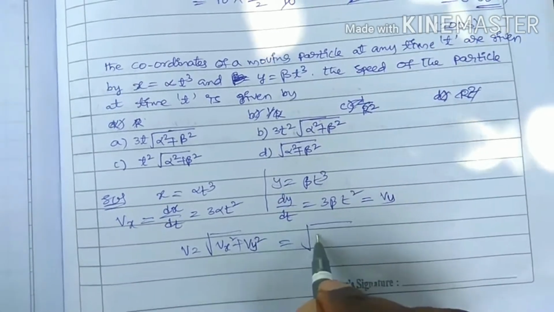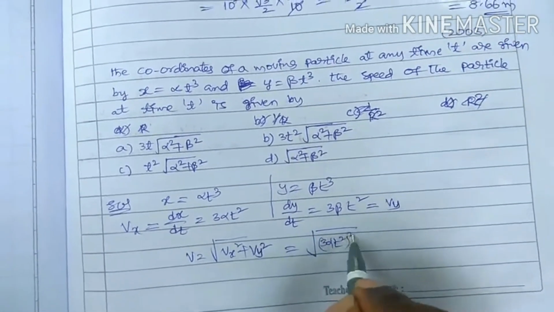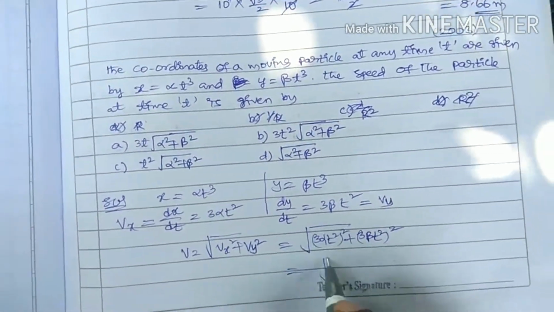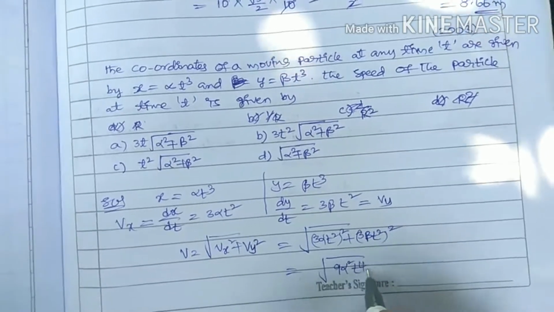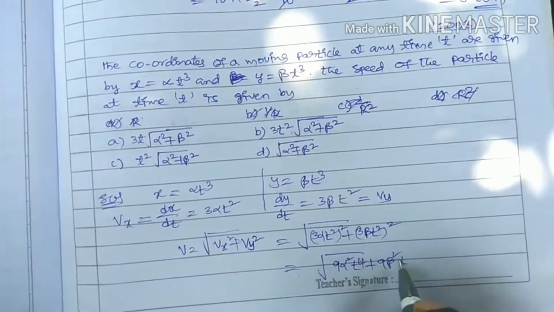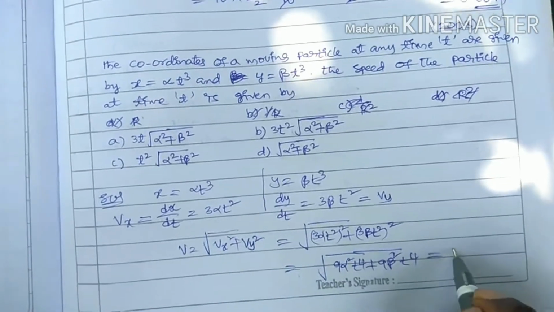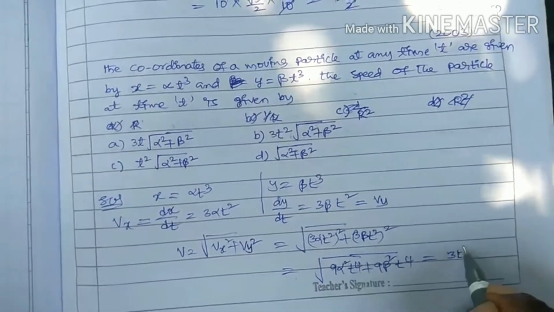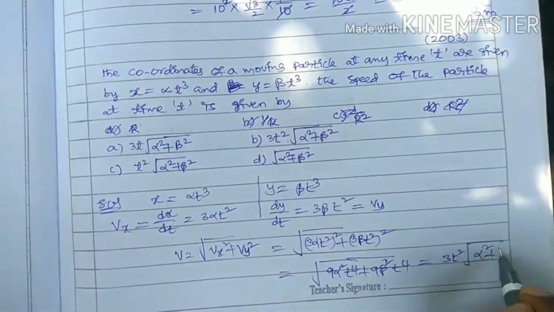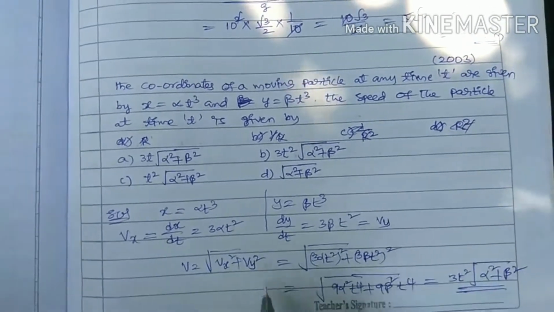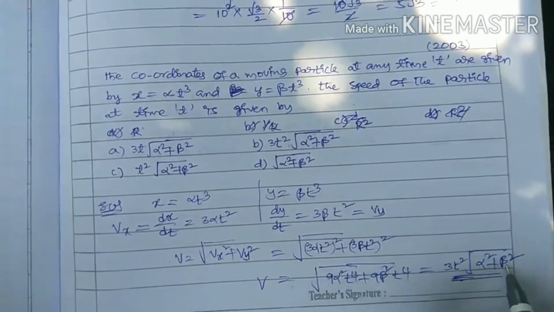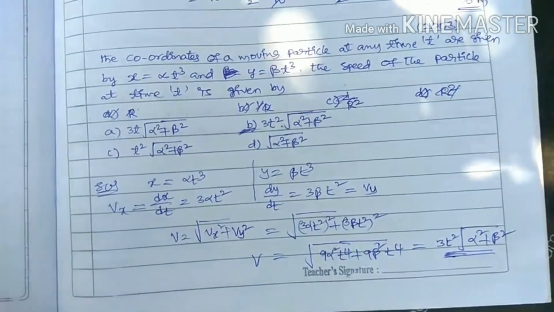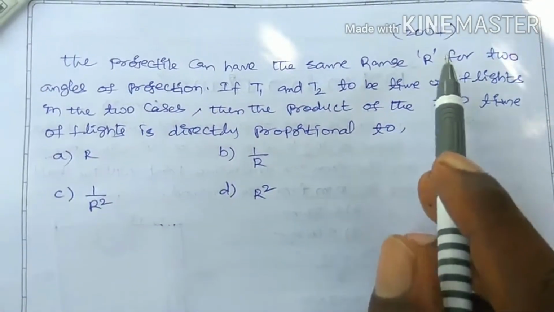Then it is equal to under root of 3 alpha t square whole square plus 3 beta t square whole square. This can be written as 9 alpha square t power 4 plus 9 beta square t power 4. Here the 9 will come out as 3, and t power 4 will come out as t square, so it is 3t square under root of alpha square plus beta square. So the velocity v is equal to 3t square into under root of alpha square plus beta square. This is the answer.